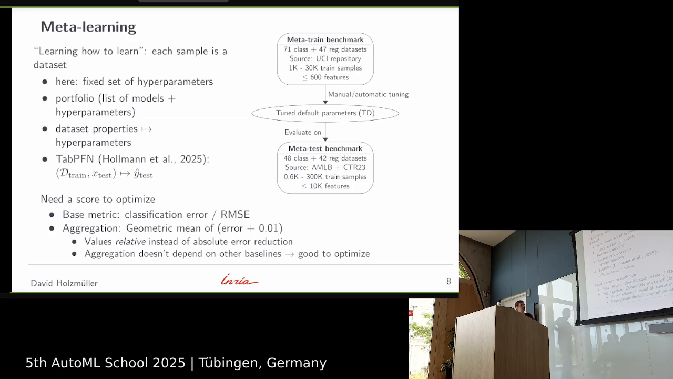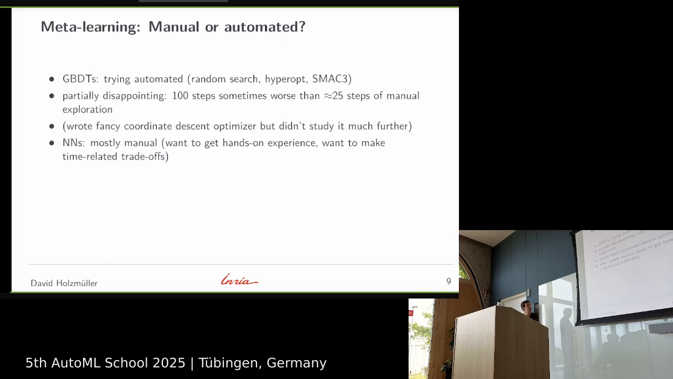The offset is there because if the error is 0, it will set your whole geometric mean to 0. But I still wanted to have the geometric mean because I wanted to look at a relative error reduction instead of an absolute reduction. And the good thing about this aggregation is it doesn't depend on which other baselines you include in your evaluation. Other things like rank always depend on what other methods you have. But this also has some downsides, and I could go on talking about this, but I won't.